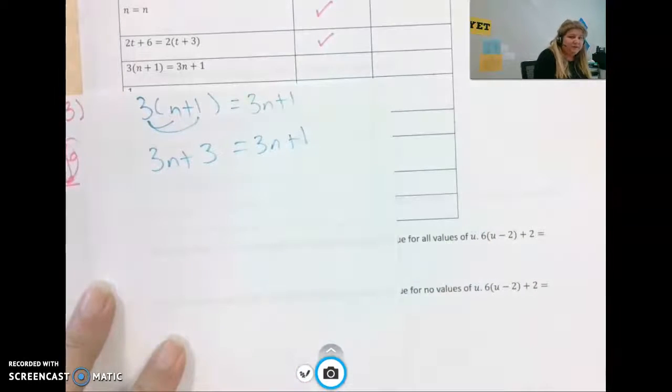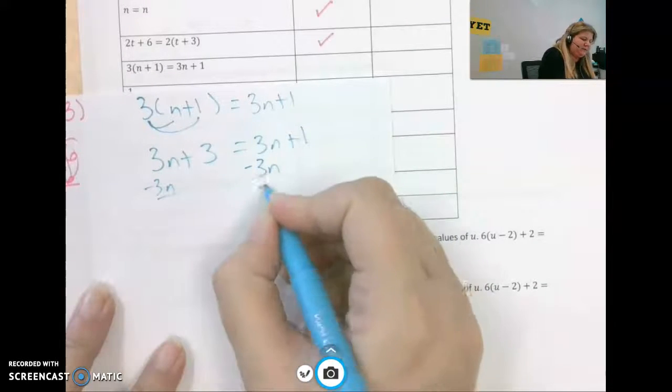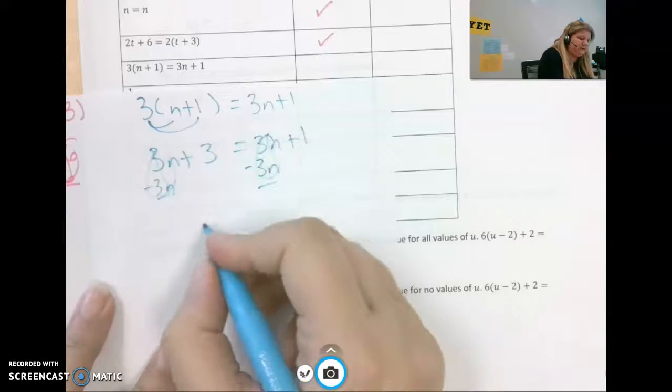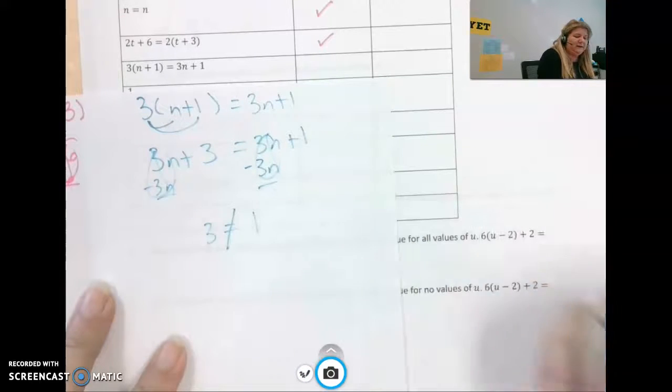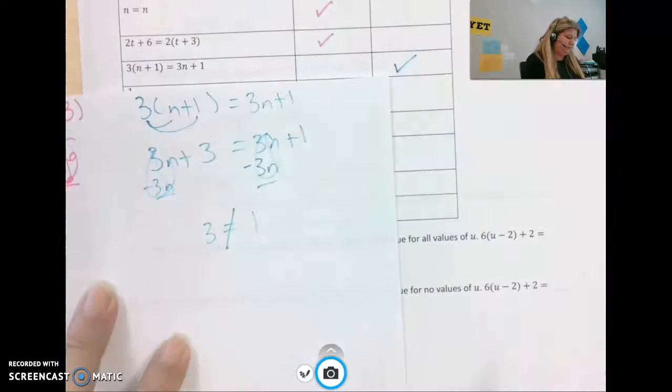But just to kind of prove it to myself, I can work a little further. What if I subtracted 3n from each side? 3 equals 1. That is not true. Therefore, this is never true.